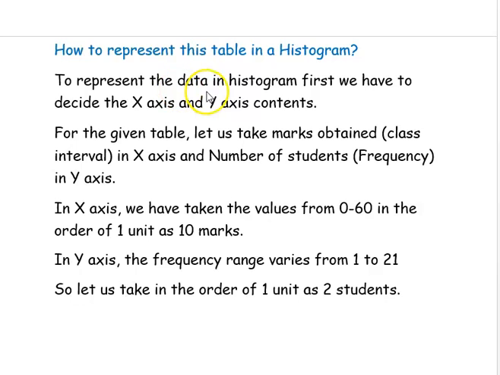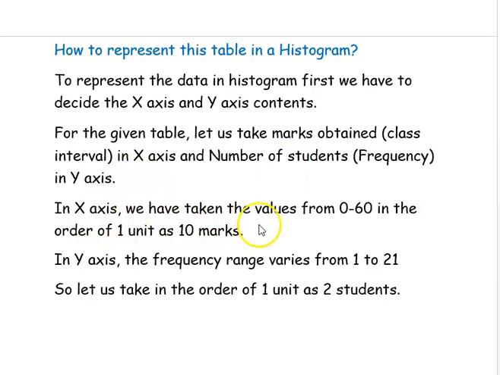To represent the data in the histogram, first we have to decide the x-axis and y-axis content. Whenever you go for graphical representation, you will have two axes, x-axis and y-axis. So, the first step is to decide the contents of the y-axis and x-axis. For the given table, let us take marks obtained, that is class interval, on the x-axis and the number of students, frequency, on the y-axis.